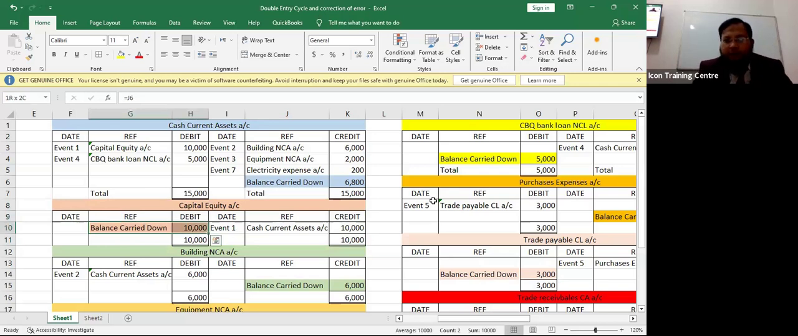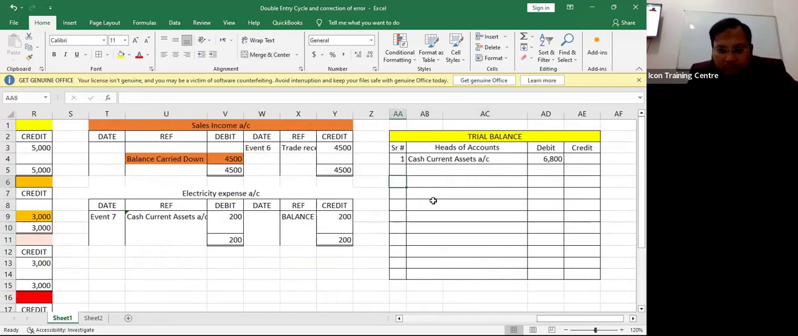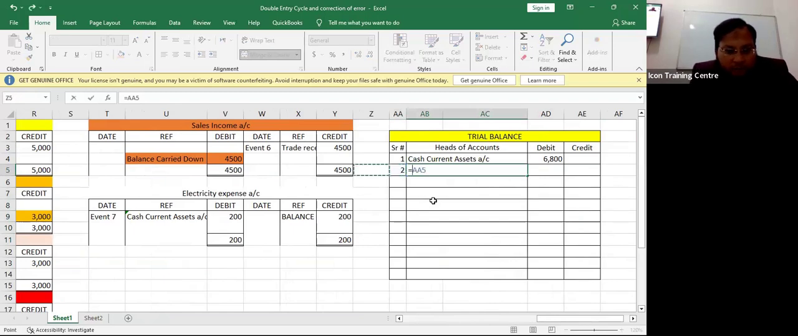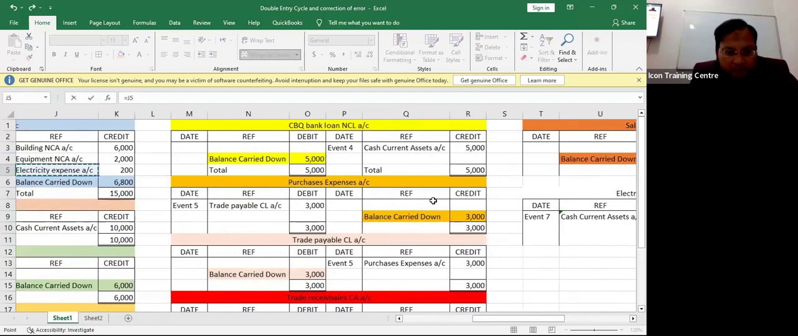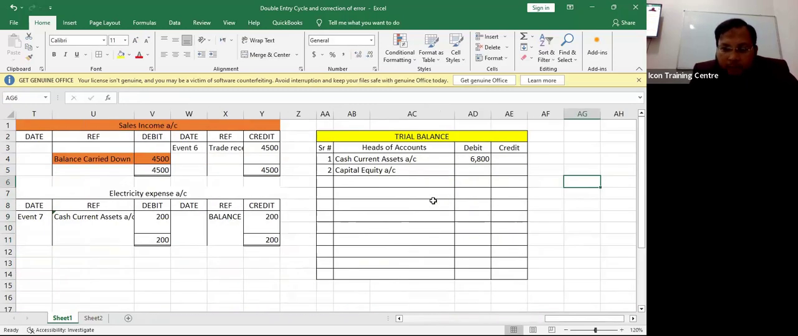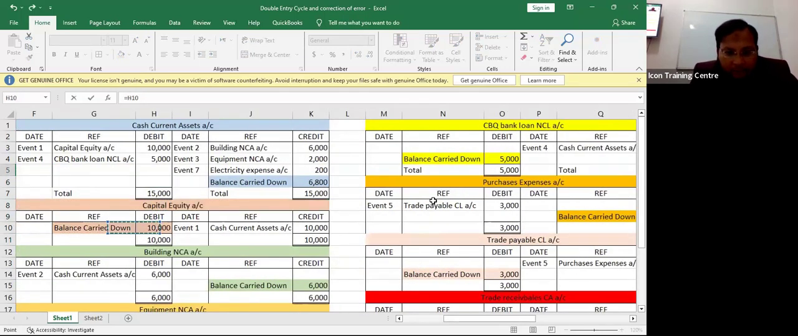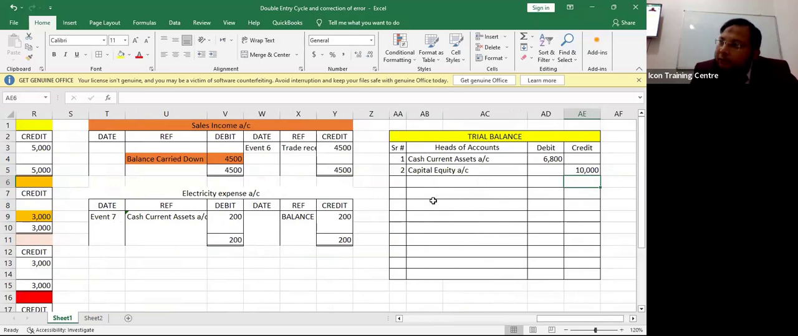You are absolutely right. So we will put here trial balance number 2, equal to the name of the account. And the name of the account is capital equity account. And the balance will be credit, right? So I'll put the credit balance from here. And this is 10,000.